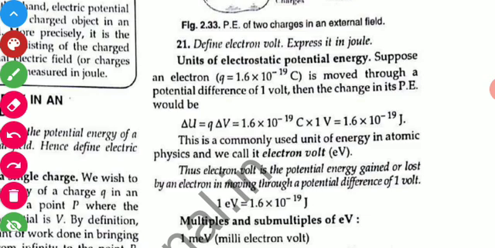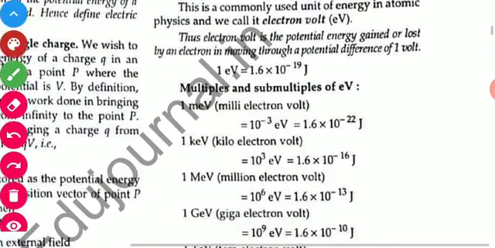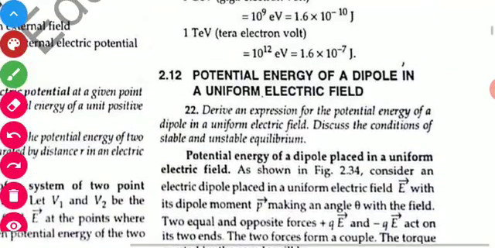So this is the potential energy gained or lost by an electron in moving through a potential difference of 1 volt. If we move an electron through a potential difference of 1 volt, then whatever energy is gained or lost by the electron is 1 electron volt, and this is equal to 1.6 into 10 to the power minus 19 joule. So this is all about the potential energy.